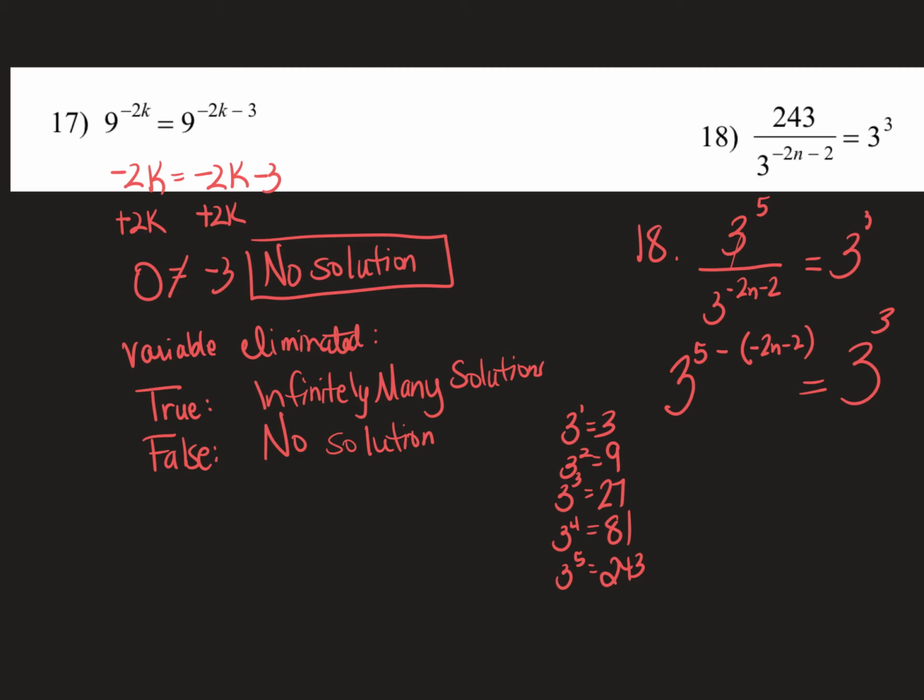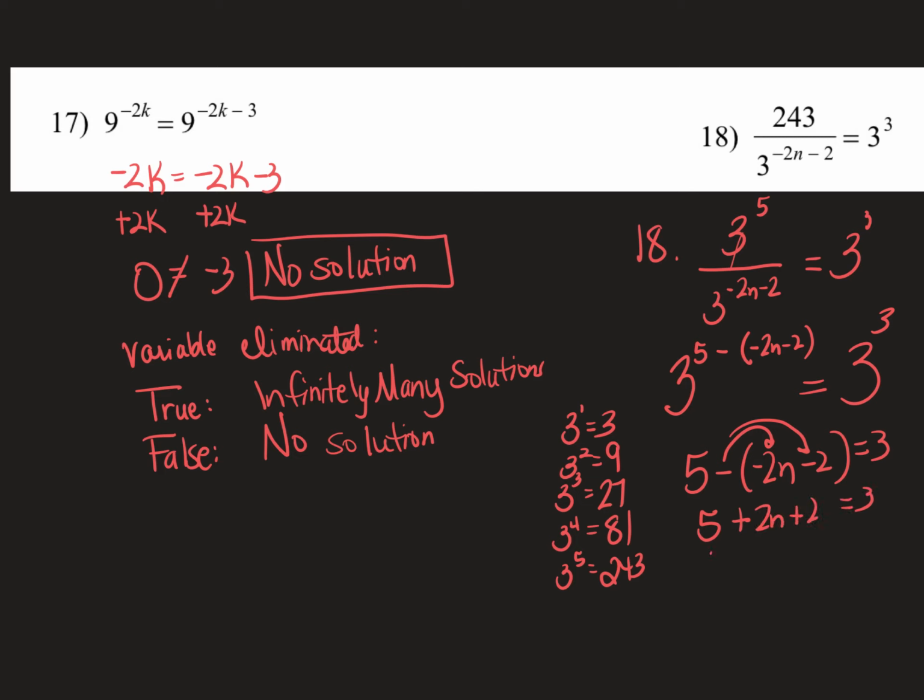So now my bases are the same. My exponents are equal. So I've got this equation to solve. 5 minus the quantity negative 2n minus 2 equals 3. I'm going to distribute that negative sign. So 5 plus 2n plus 2 equals 3.